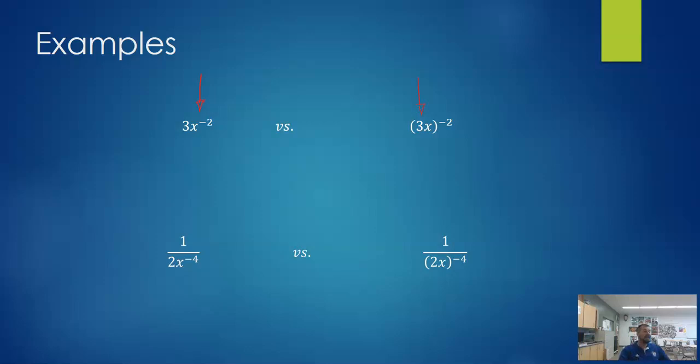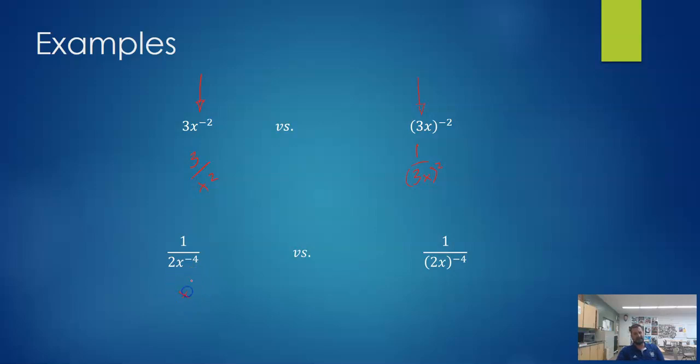You have to be careful about what you move, because in this first example, only x is being raised to the negative 2 power. So what I have here is really 3 over x squared. Whereas in the second example, everything is being raised to the negative 2 power, which means everything is going to the other side of the fraction bar. So now I would have 1 over 3x squared. I realize they're fairly subtle, but you have to watch for parentheses when you're dealing with negative exponents.